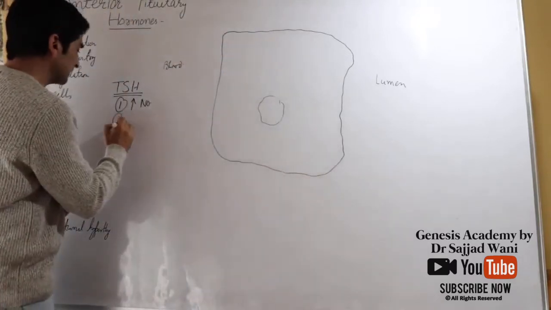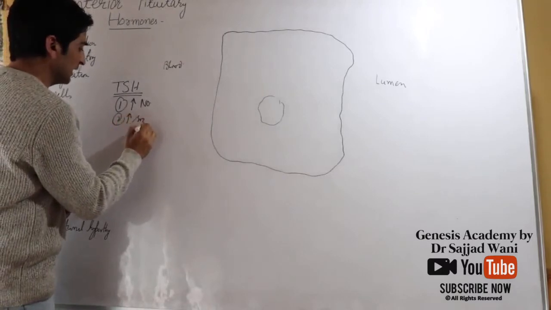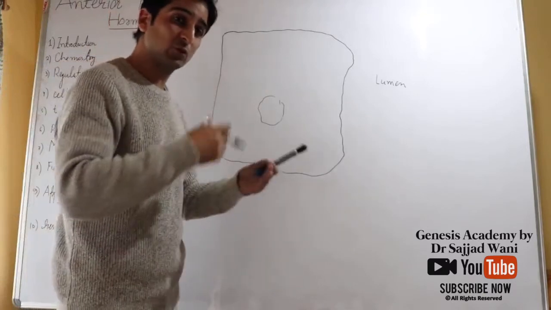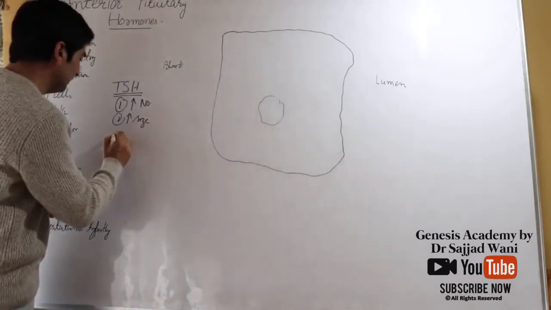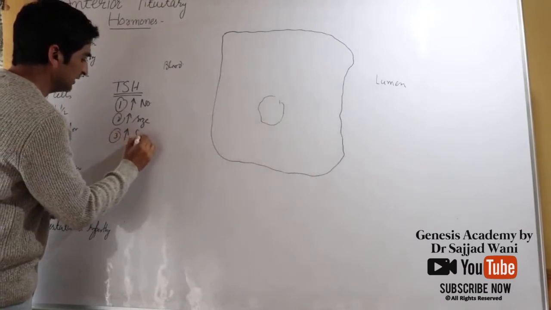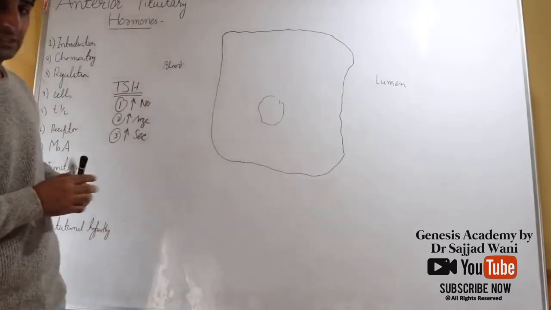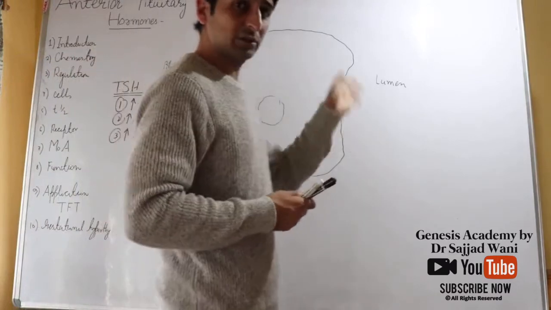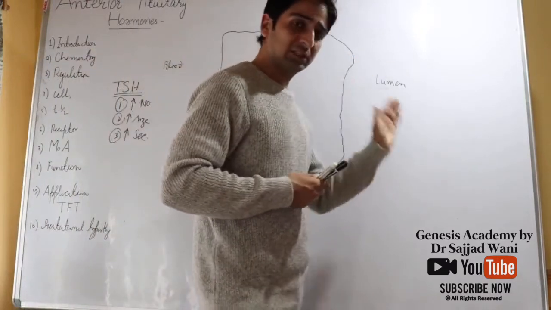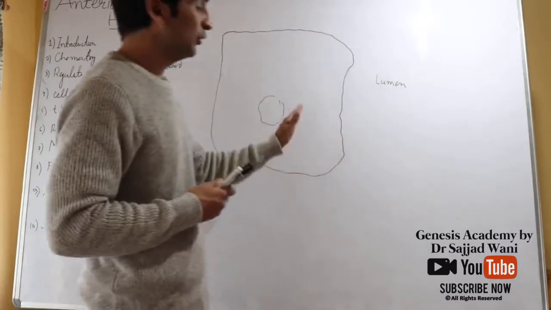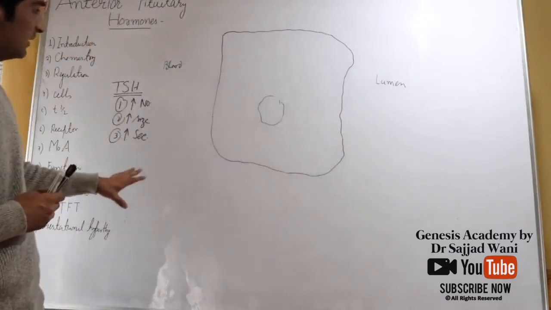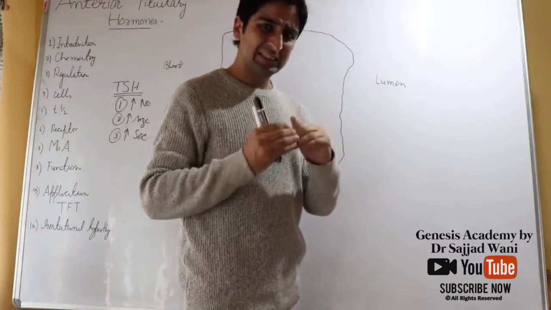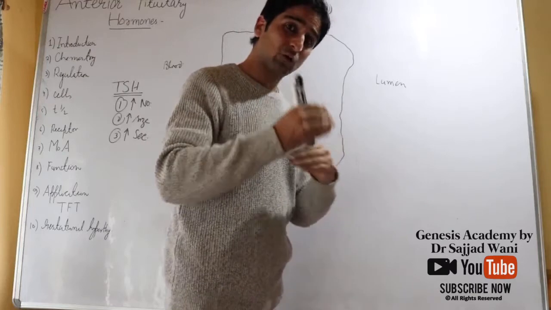Number two, it increases the size of the thyroid cells like the follicular cells. When it increases the size of the follicular cells, that means there is growth of the thyroid gland. And number three, it increases the secretory activity of the thyroid follicular cells. That means more thyroxine is produced, more T3 and T4 are produced by the follicular cells of the thyroid gland. Right? So this hormone has an effect on each and every stage of the thyroxine production.